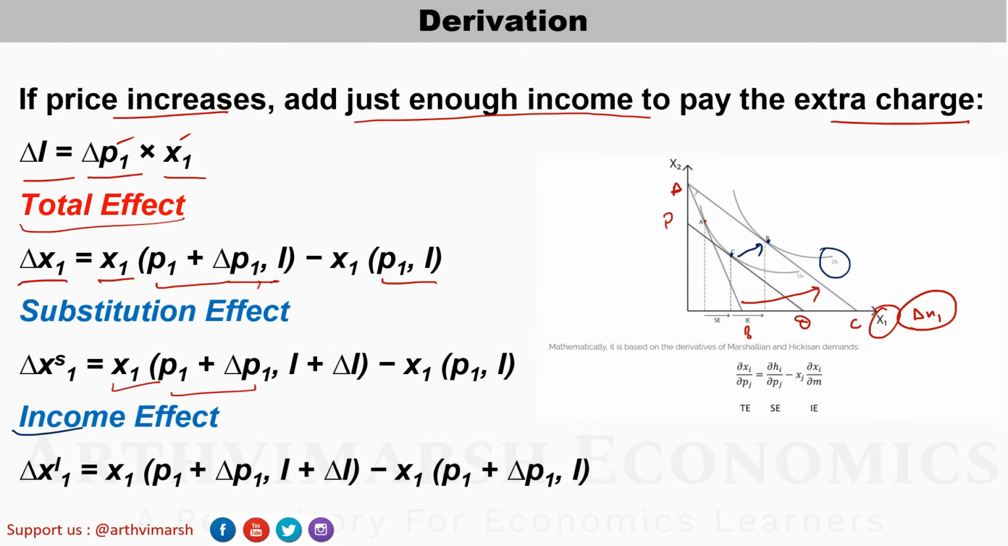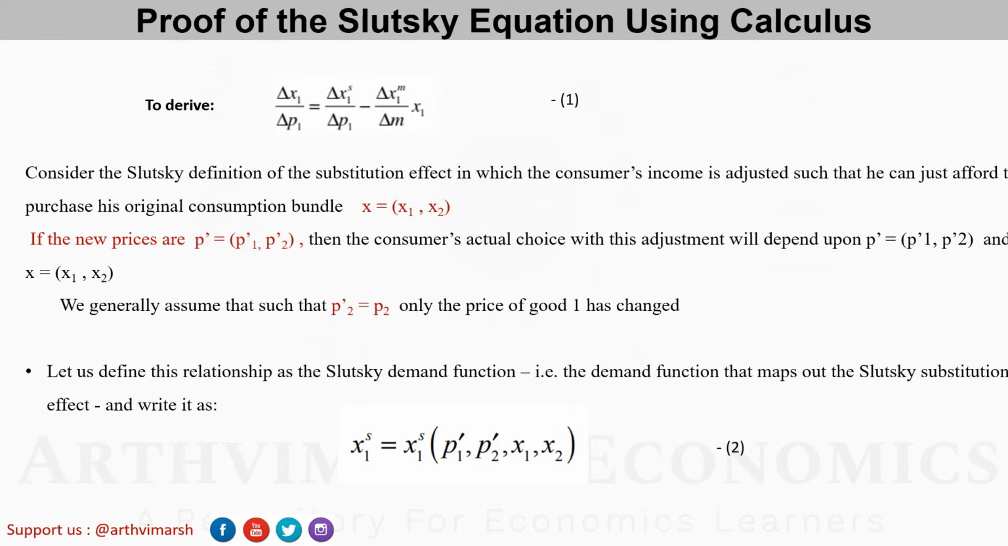So the income effect, which is explained here, is again a function of x1's own price and the income, along with its income change, and its difference from the initial price before all these changes took place. So this is about it. Now, how to go about the derivation of the Slutsky equation using calculus, which you can encounter in exams, or how to derive this expression.